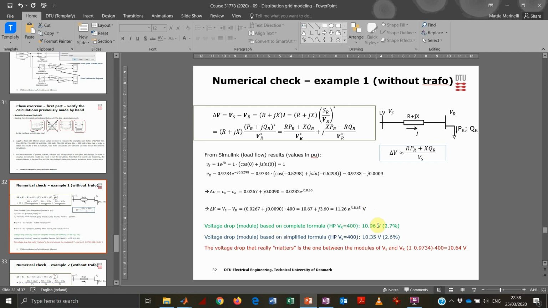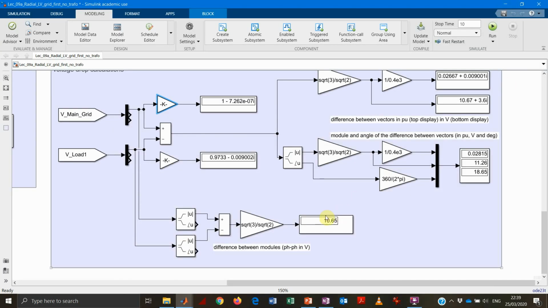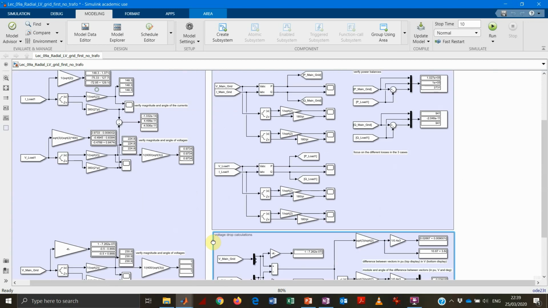The one on the complete formula would be 10.96 volt. The one on the simplified formula, in both cases always assuming that I'm dividing by the nominal voltage, so 400 volt. And then the voltage drop that really matters, which is the one between the modules of the sending voltage and the receiving voltage, is the 10.64 volt, which I get here. There is a small approximation error. And that would be for the first case.